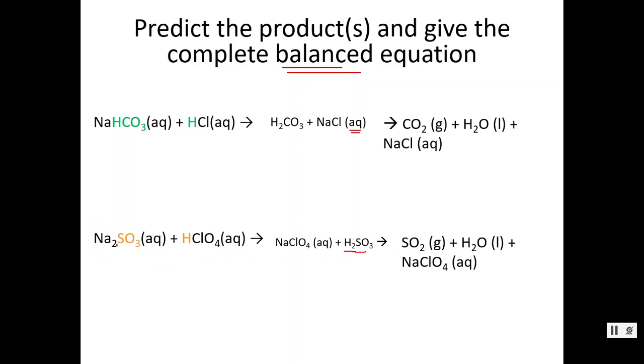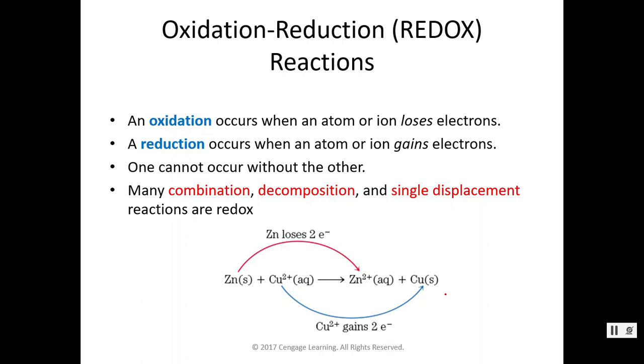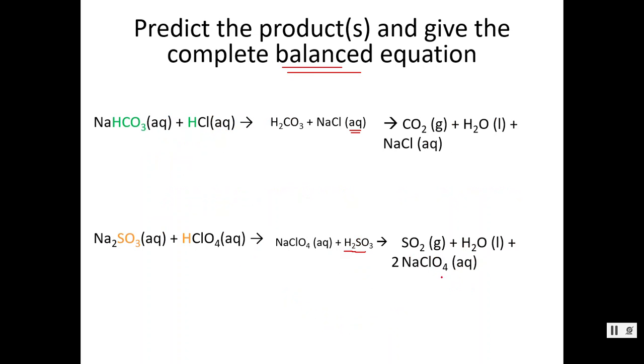I've got two sodiums on the left and one on the right. So that means I need to add a great big fat 2 to that side of the equation. Whoops, sorry. I need to add a 2 to that side of the equation, which means I also need to add a 2 in front of here, which I will do like that. So now we have a balanced chemical equation.